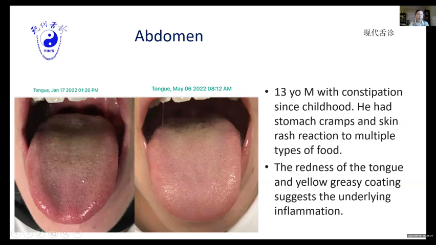So you see a lot of redness, the whole tongue is red. And you also see the yellow crispy coating. And here, this thick coating shows his constipation. And it's also very watery. This is January 17th. This is May 6th. After 3 months of treatment, his symptoms basically went away. No ear pain anymore. No severe skin reaction to different foods.